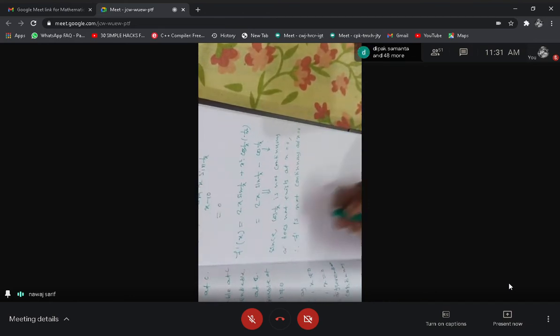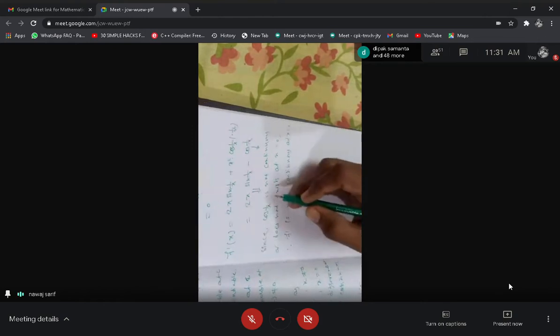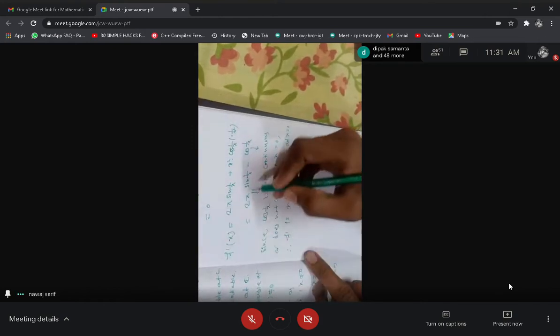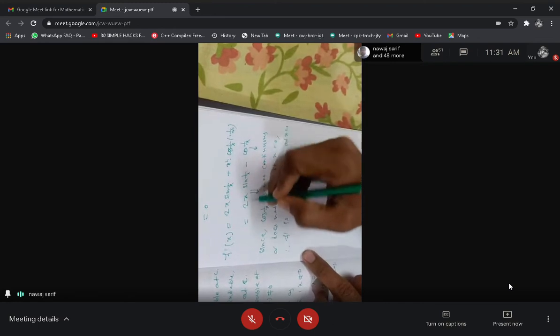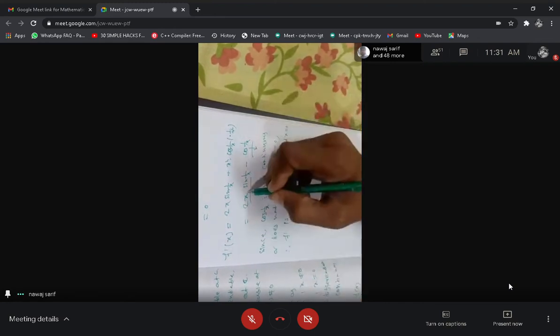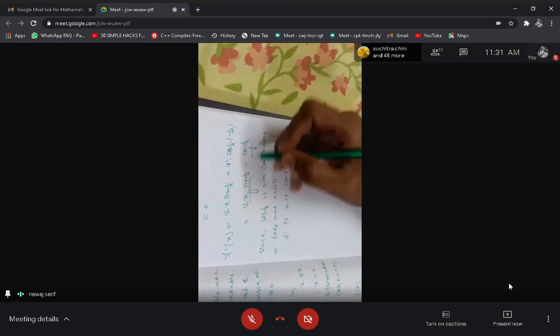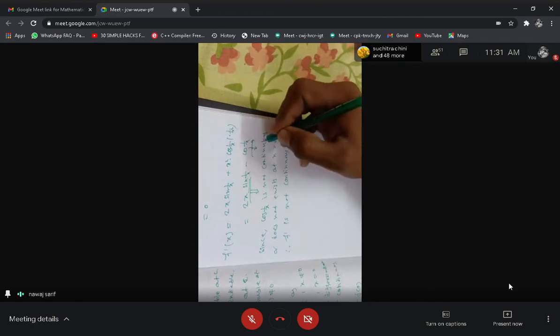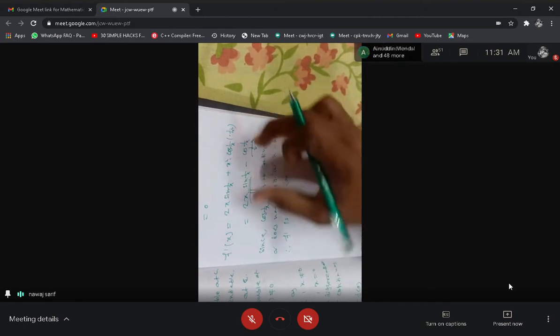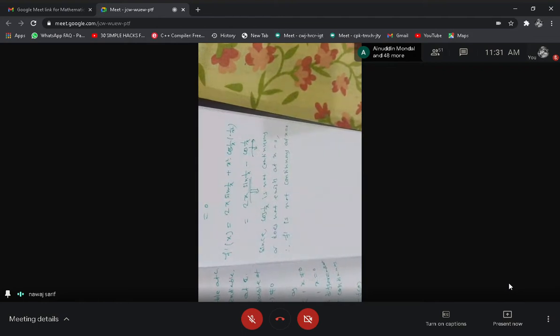For continuity of f dash, you have to find the continuity of this function and also this function. This function is continuous at x equal to 0, but this function is not continuous at x equal to 0. That means your f dash is not continuous at x equal to 0. Understand? Okay, right? Yes, sir.